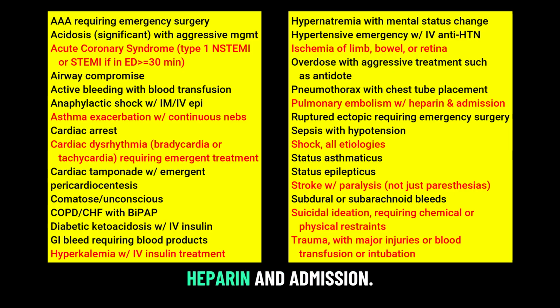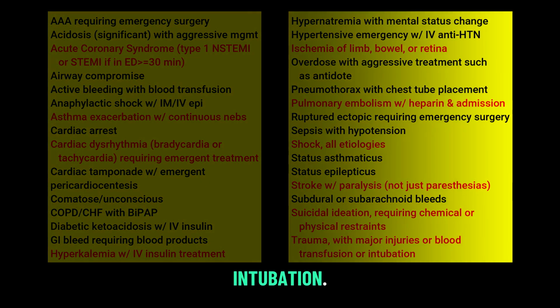Pulmonary embolism with heparin and admission. Now, if someone has a small PE that you discharge home with some oral apixaban, that's not critical care. But if you have to give the patient some heparinoid and admit them to the hospital, that usually satisfies the criteria for critical illness. Notice that all forms of shock meet this criteria as well. If the patient has an acute stroke with paralysis, not just paresthesias, that's a critical illness. Suicidal ideation requiring chemical or physical restraints typically meets the definition of critical illness. And finally, trauma with major injuries, such as a blood transfusion or intubation.